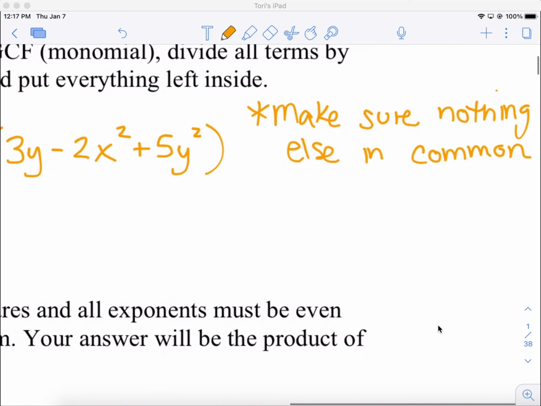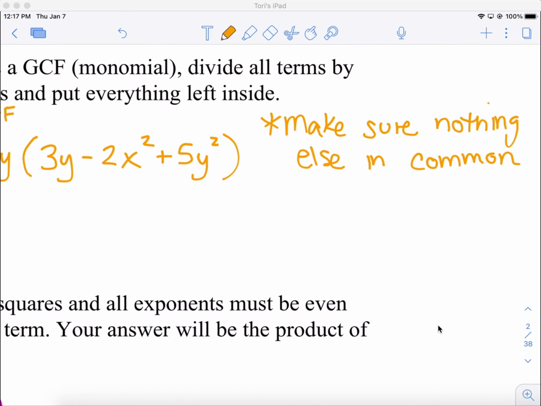It is very important when you get a leftover to make sure that they have nothing else in common. If they all still had an x, then I would have missed an x. If they had a y, I would have missed a y. If they were all still even, I would have missed a bigger number. So it's important to make sure that there is nothing else in common in those leftovers.